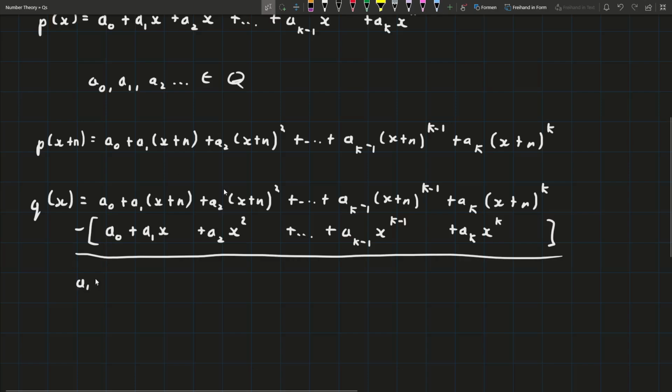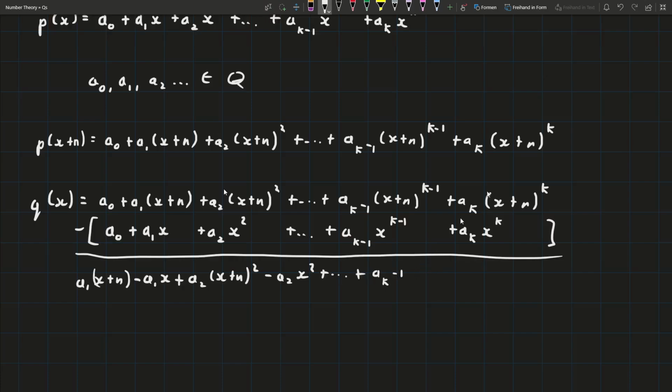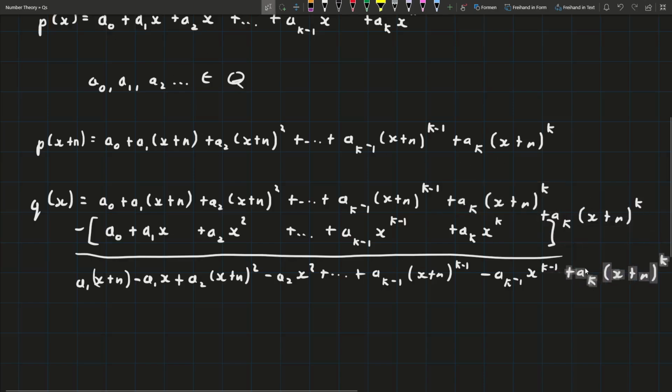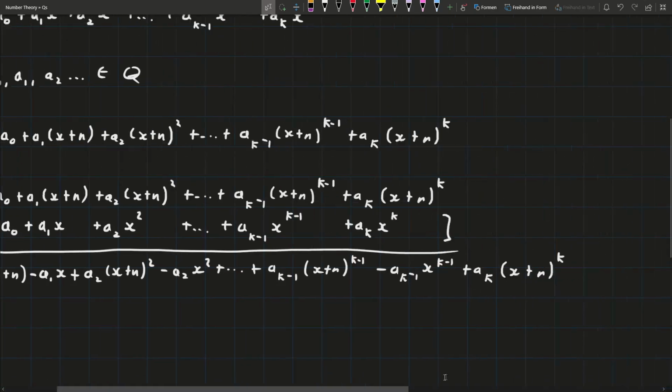and we'll get a1 times x plus n minus a1x, plus a2 times x plus n squared minus a2x squared, plus, that keeps happening, plus a sub k minus 1, oops, that minus 1 should be up there, times x plus n to the power of k minus 1 minus a sub k minus 1 x to the power of k minus 1. And then finally plus this, and then we'll have minus the other bit at the bottom.